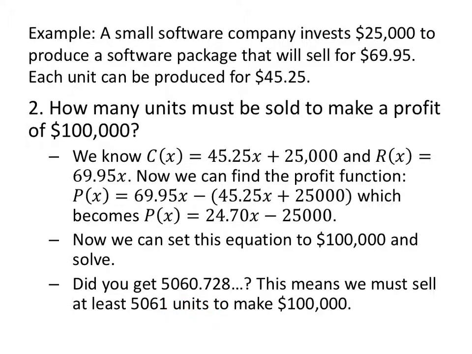5,060.728. Now, are you going to sell 0.728 of a software package? I know we've all felt like we've bought 0.7 of a software package before, but you're not going to make much money as a company if you sell 0.7. In order to make that profit of 100,000, you actually have to sell that 5,061st unit to cross the threshold of $100,000. So keep that in mind, especially when you're talking about real things. We're not going to sell decimal amounts of them.